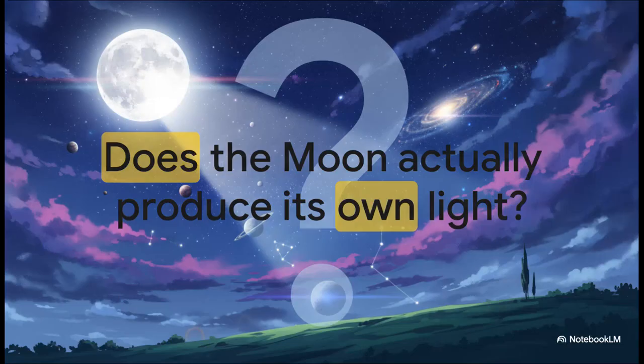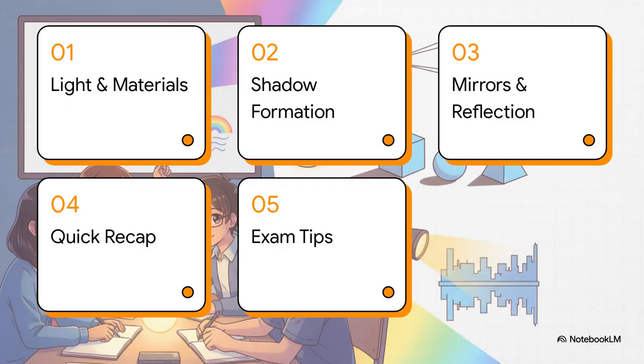To kick things off, I want you to picture looking up at a beautiful, glowing night sky. Classic scene, right? But I've got to start with a classic trick question to test your basic knowledge right out of the gate. Does the moon actually produce its own light? Keep that question in the back of your mind, because the answer is literally the foundation for everything else we're about to learn today. All right, here's our roadmap for this explainer.